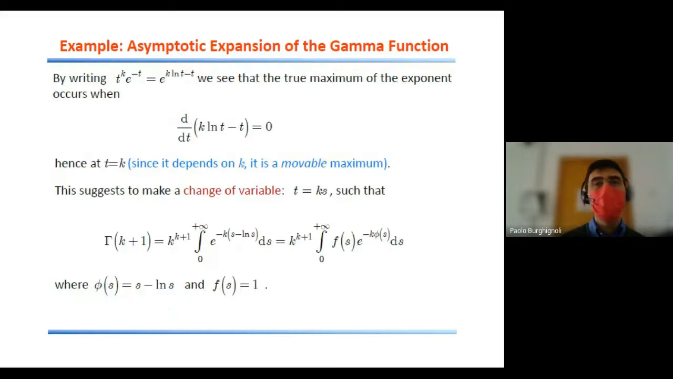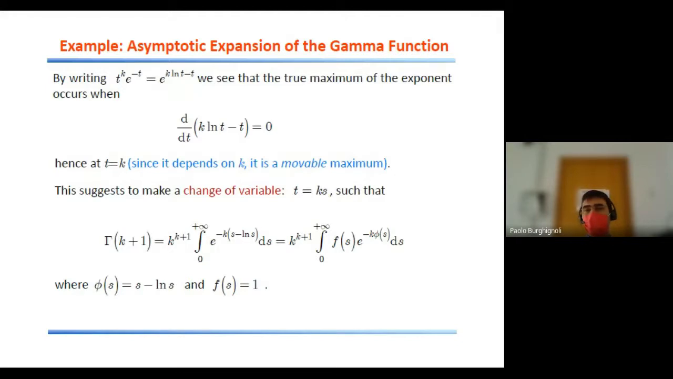What we can do instead is to make those two terms in the integral a unique exponential, k times logarithm of t minus t, and try to find the maximum of this exponent by differentiating it with respect to t. If you do that, we will discover that the maximum occurs when t is equal to k. And so this is a movable maximum, because k is a parameter that is going to infinity, as you let k go to infinity.